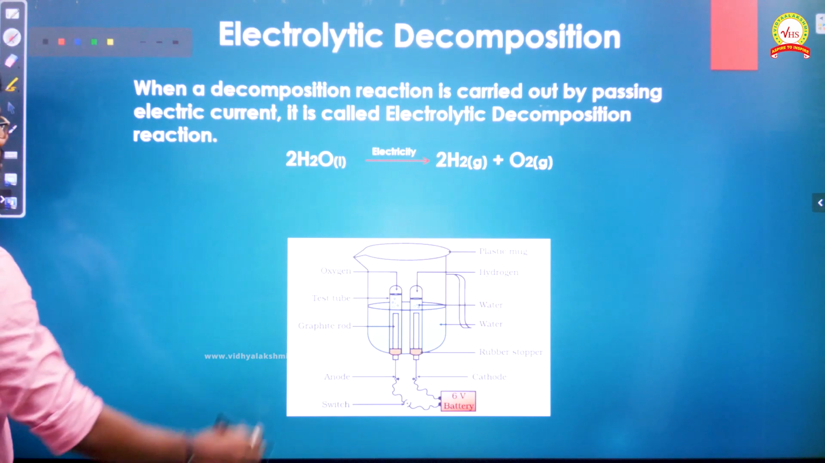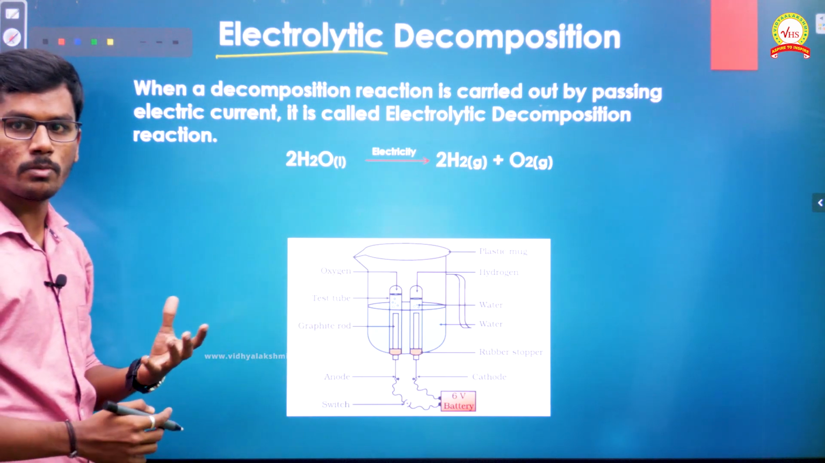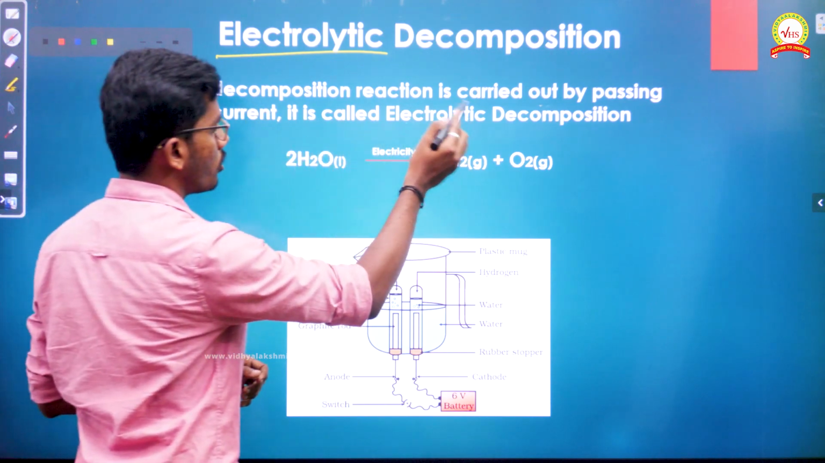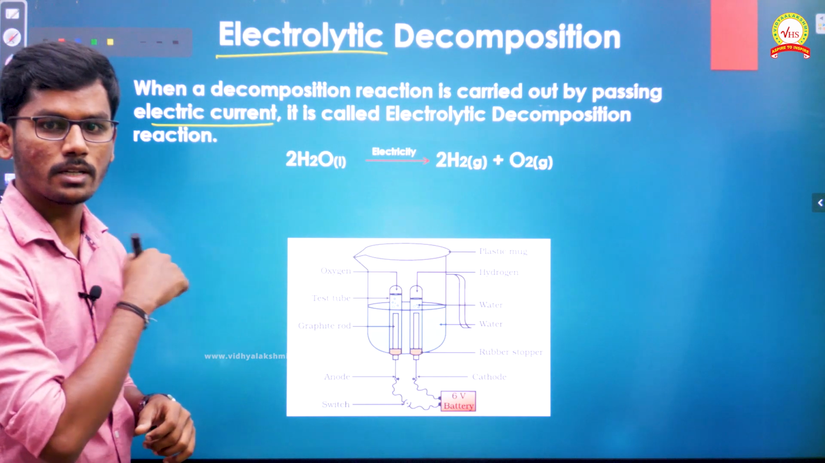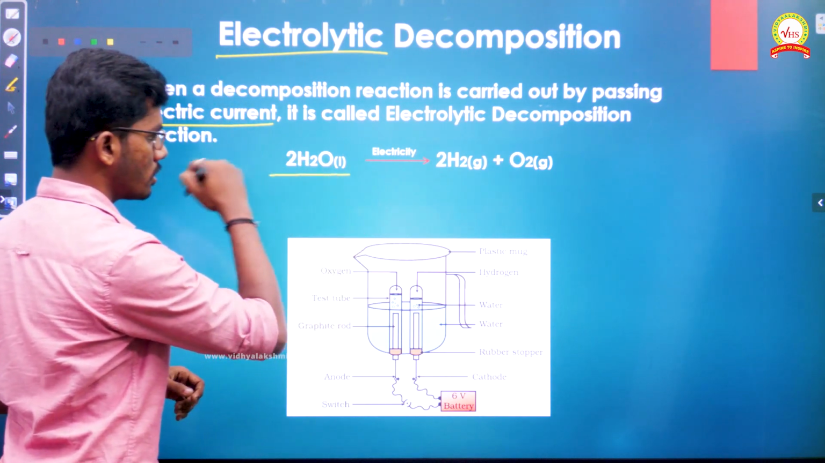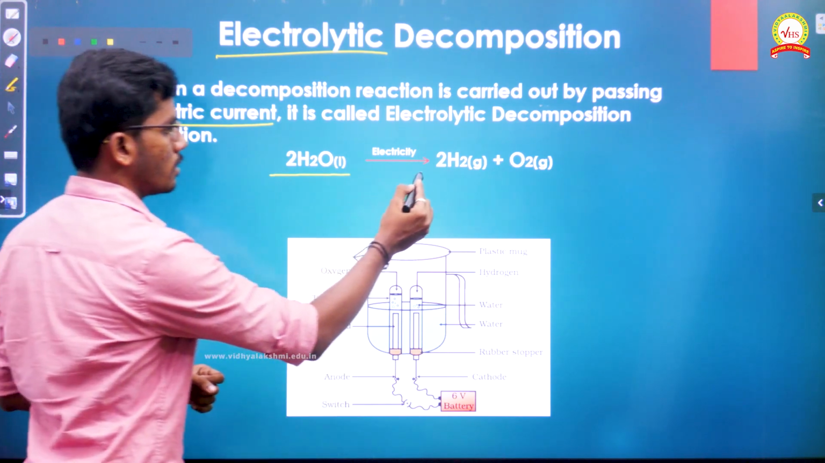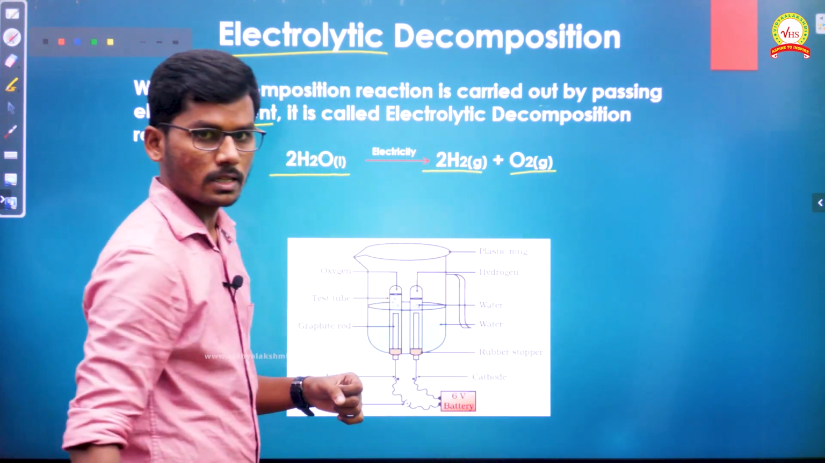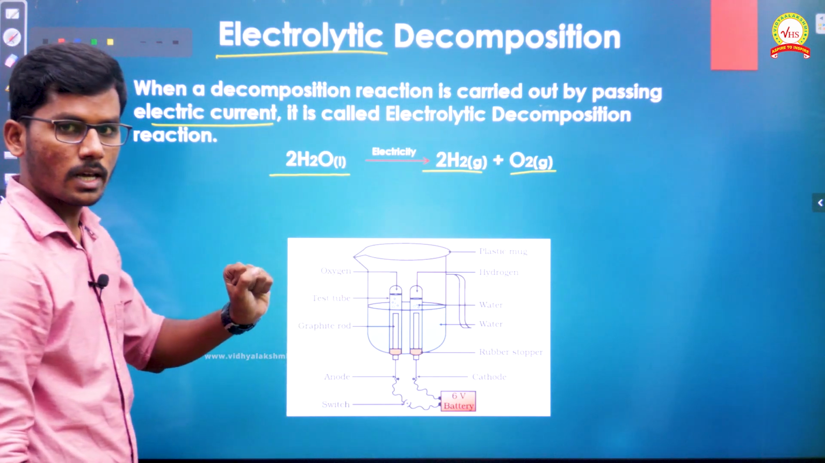Electrolytic decomposition reaction. You would have known by the word electrolytic. Yes, it is. This reaction is going to be carried out by supplying electric current, right? When a decomposition reaction is carried out by passing electric current, then this reaction is called as electrolytic decomposition reaction. So just a small example, when water taken in a container, if current is being passed to it, it tends to form or break down as hydrogen gas and oxygen gas. So this you will be studying in detail when you come to third chapter under the topic called as electrolysis.